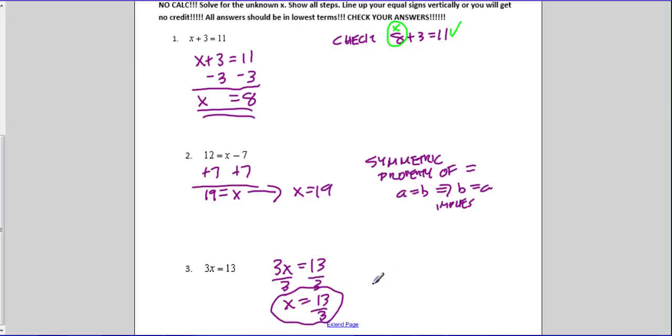I could also write this as a mixed number by dividing 3 into 13. 3 goes into 13 4 times. 4 times 3 is 12. Subtract, that's 1. So I could also write this as 4 and 1/3.